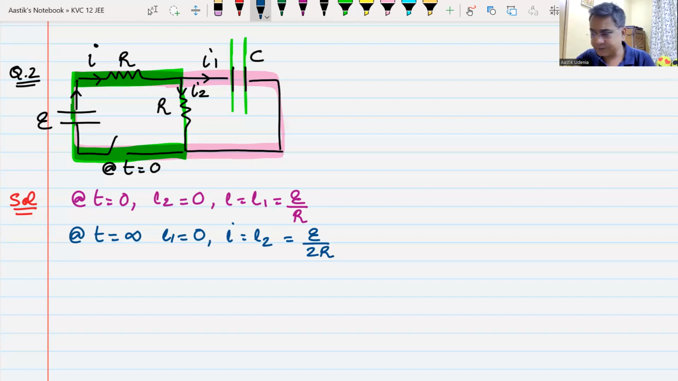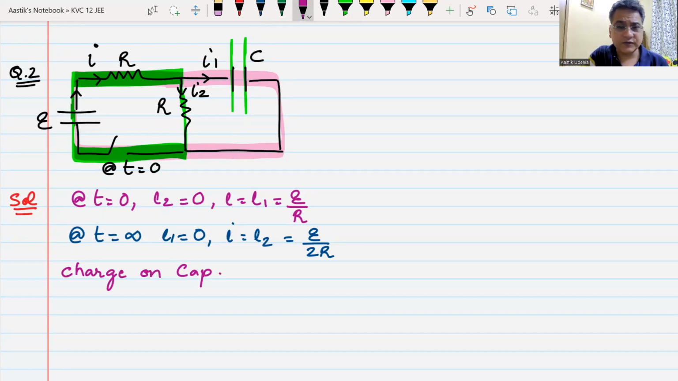Do you understand this? Yes or no? Yes, sir. Now, the last question: find the charge on the capacitor. I'll give you 2 minutes to give me the answer for this one.